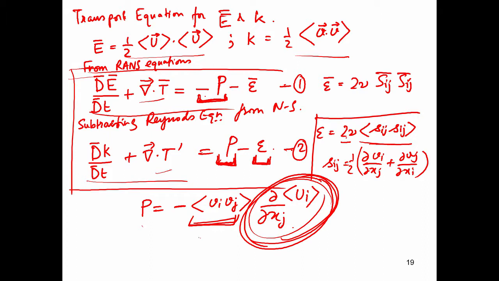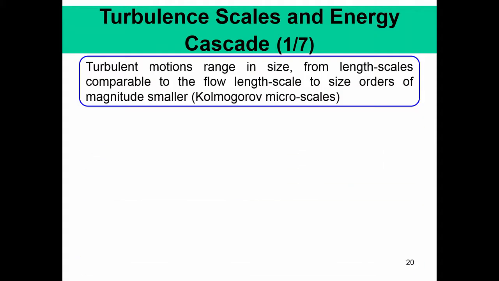And of course, this happens through the production, which contains the Reynolds stress times the mean velocity gradients. Then it is dissipated at the small scales by the dissipation rate, the turbulent kinetic energy dissipation rate. But how does this happen? For that we need to go into the turbulent scales and energy cascade.